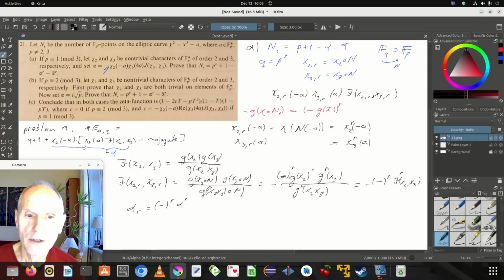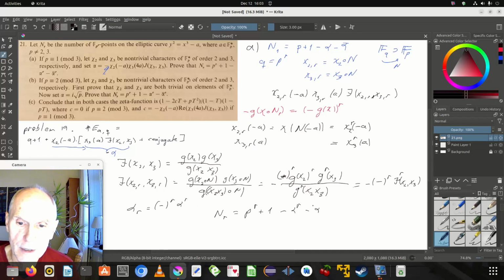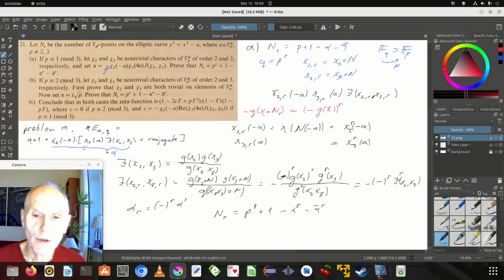And the complex conjugate will, of course, agree. So N_r is q plus 1, that's p to the r-th plus 1, minus alpha to the r-th minus alpha bar to the r-th. And that was what we should prove. That was A.